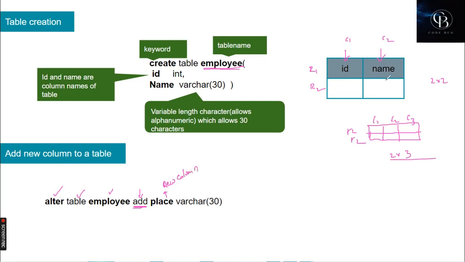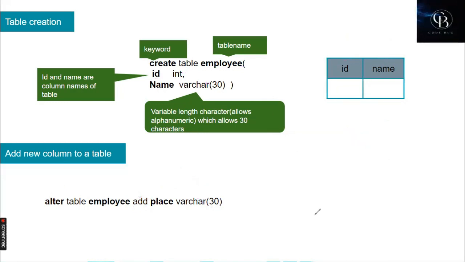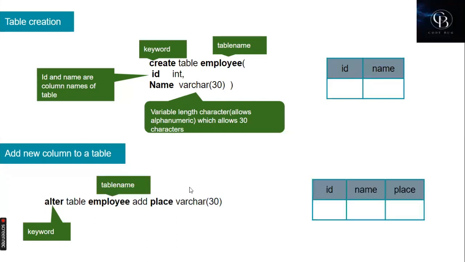After you give any column name, it must take a data type. Now, what type of data type? Varchar data type, varchar of 30. What is this 30? It is a size, which means it will allow 30 characters. All of you clear? Once you execute this query, you will get the modified table with 3 columns: ID, name, and place. All of you clear how to use the create keyword and how to use the alter keyword?